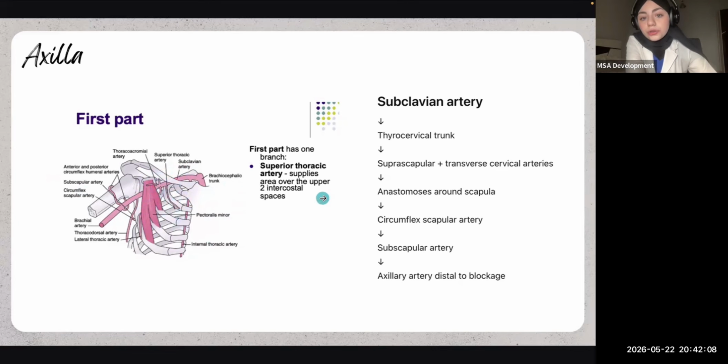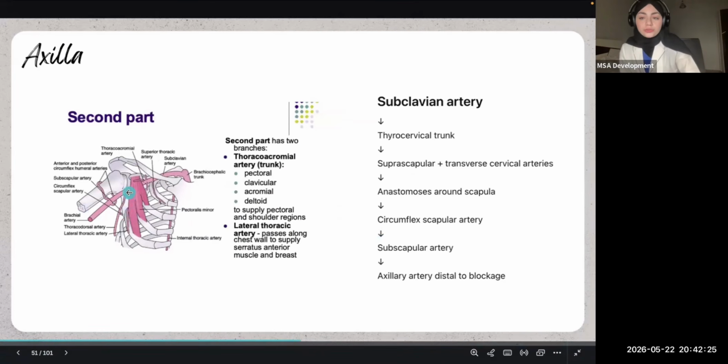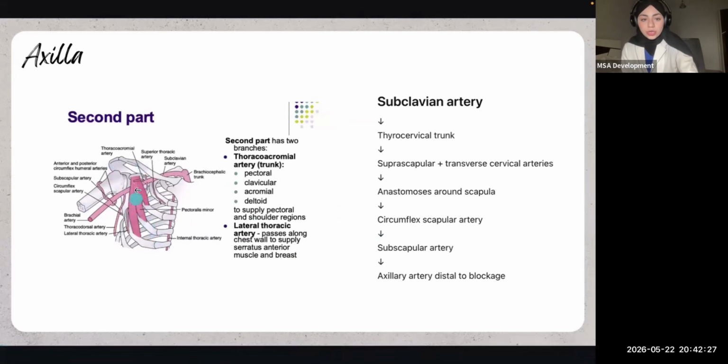I'll have a branch known as the superior thoracic artery, and it will supply the first two intercostal spaces. So recall how the beginning of the axillary artery is at the lateral border of rib 1. This means that the supply is going to be the upper two intercostal spaces. Moving on to the second part, which is going to be deep to the pectoralis minor, so this area right here, it's going to have two branches. First of all is the thoracoacromial artery, or trunk. Why trunk? Because this area of the artery is going to give us multiple tiny branches to the pectoral, clavicular, acromial, and deltoid arteries. And these are going to go and, just from their name, supply any area of this region.